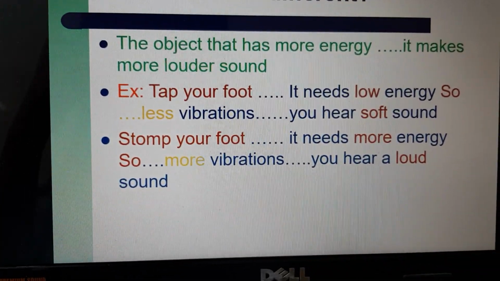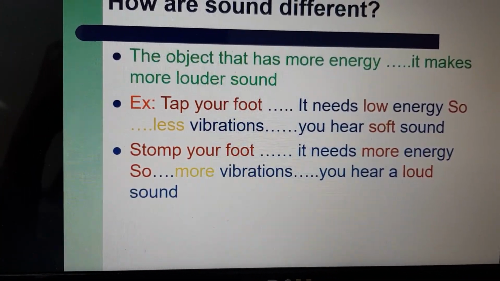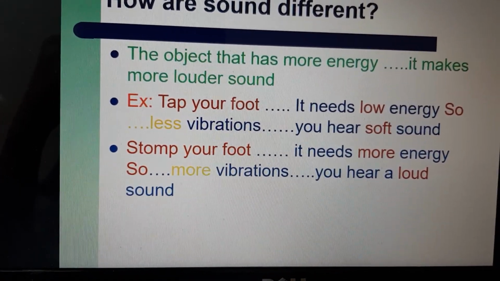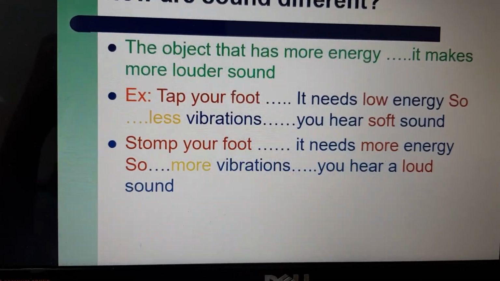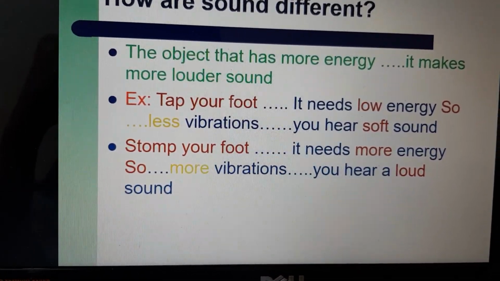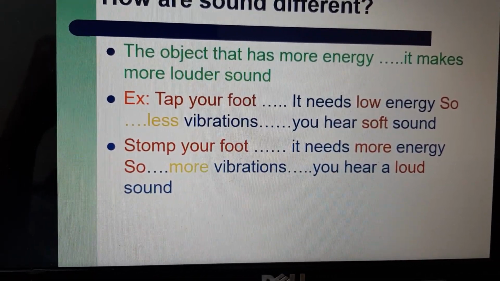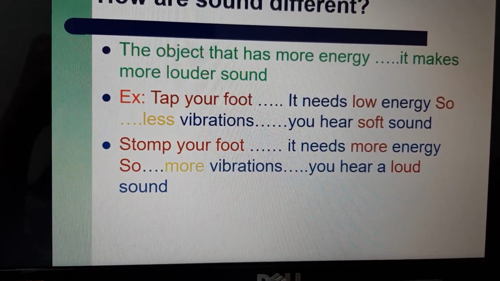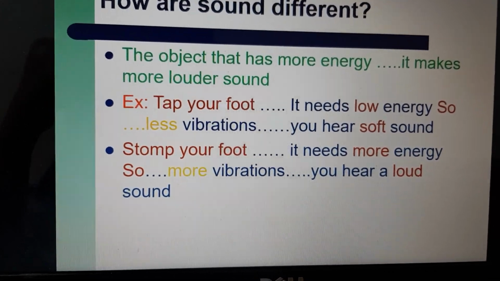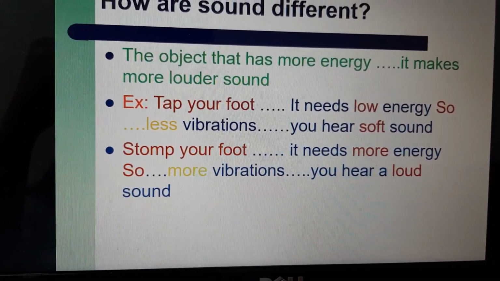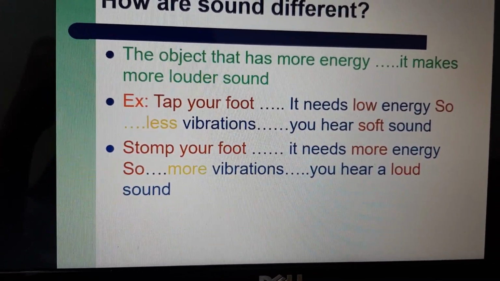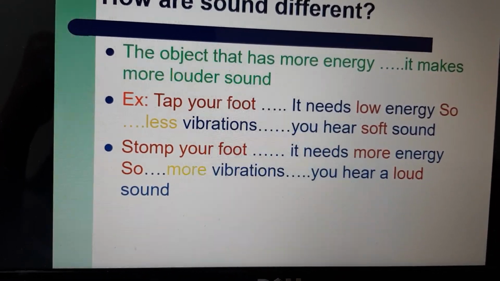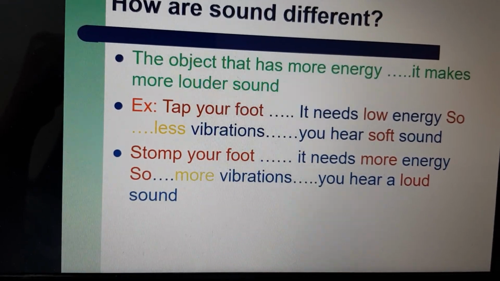How? Try to tap your foot. It needs low energy, so there is less vibration, so you hear a soft sound. But try to stomp your foot: it needs more energy from you, so it gives more vibration, so you hear a loud sound.